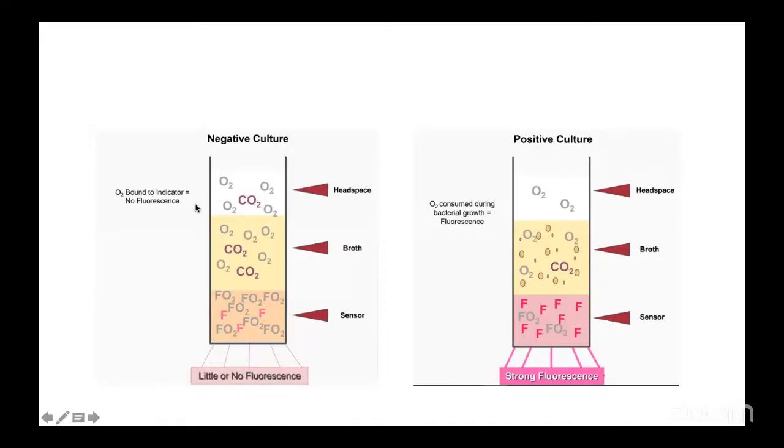So, like you can see here in a negative culture, there is a lot of carbon dioxide and the sensor has got an FO2. So there is little or no fluorescence. But as the organism grows, the oxygen gets utilized and the quencher gets stopped and you get a very strong fluorescence here.